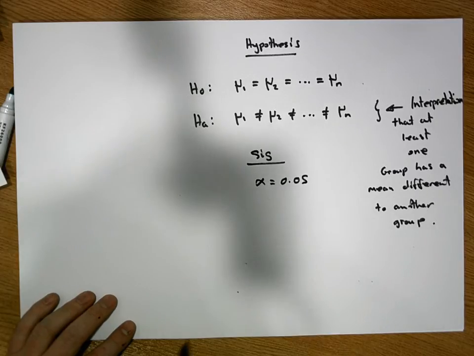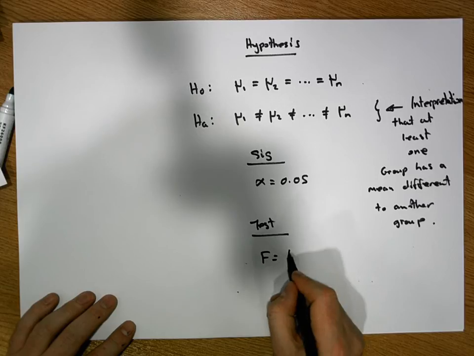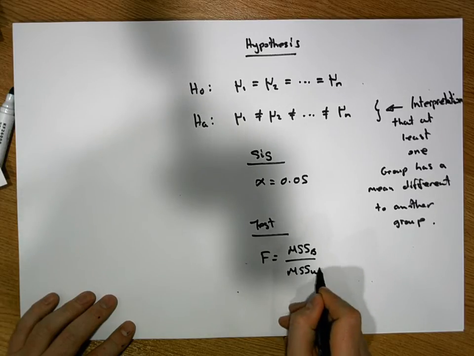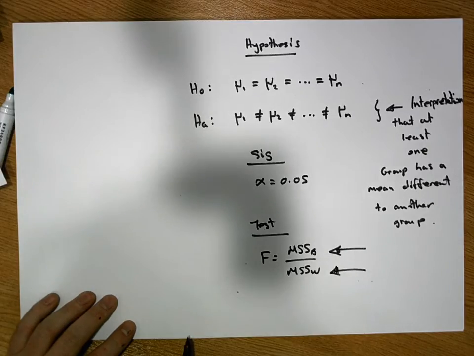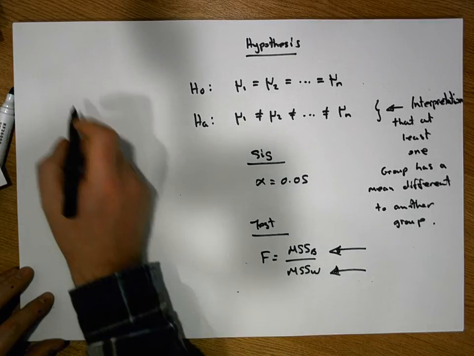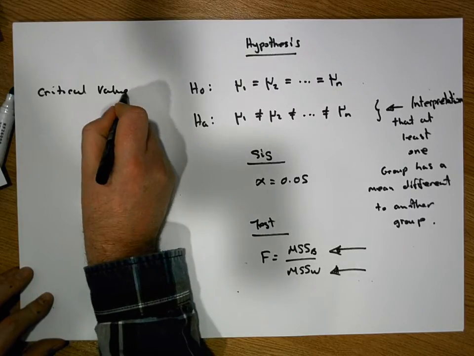Our test statistic is F, which is equal to the mean sum of squares between divided by the mean sum of squares within. In a later video, I will detail how to calculate these mean sums of squares between and within when we have some data to work off. And our critical values are based off an F distribution.